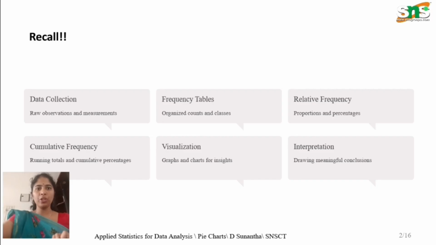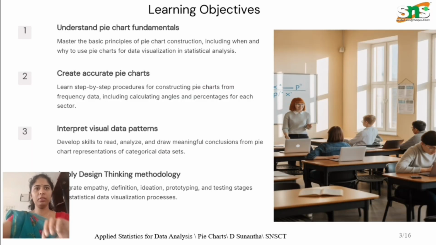Raw observations are taken, and frequency tables are constructed. First the frequency distribution is calculated, then cumulative frequency, then relative frequency. Next, a pie chart is a graphical representation of relative frequency, where each category is represented as a sector of a circle. So the total circle will be 100%, or 360 degrees.